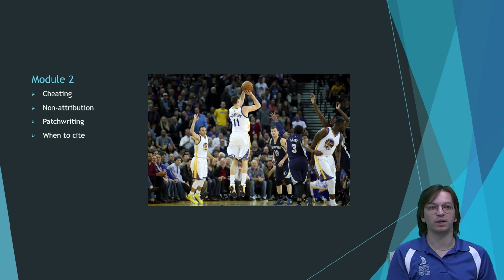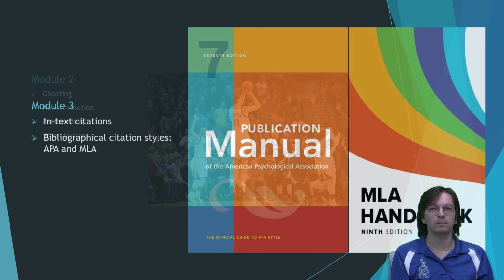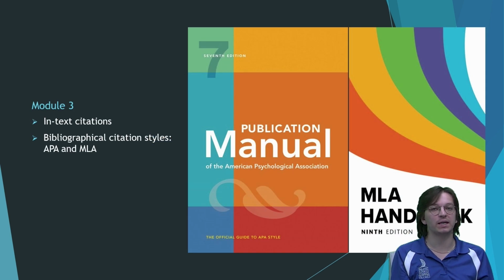To avoid these forms of plagiarism, practice recognizing when to cite. Always cite information you do not consider common knowledge. If it includes numbers or came directly from the source, you should cite it. In module number 3, we talked about in-text citations, which are citations given within the body of the text itself, and bibliographical citation styles, specifically APA and MLA.